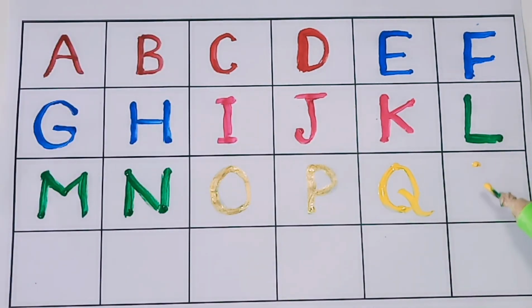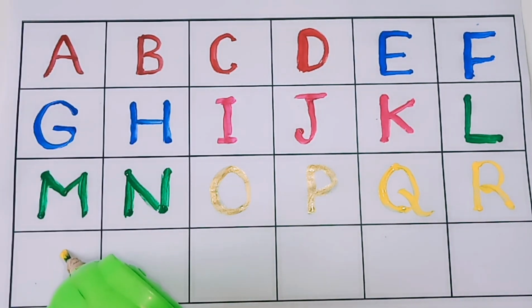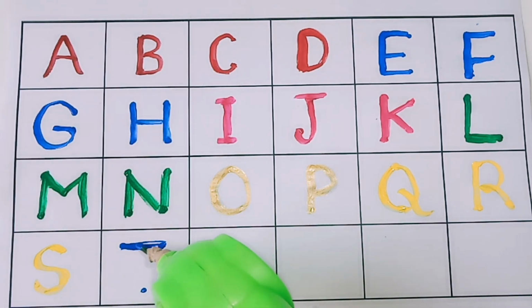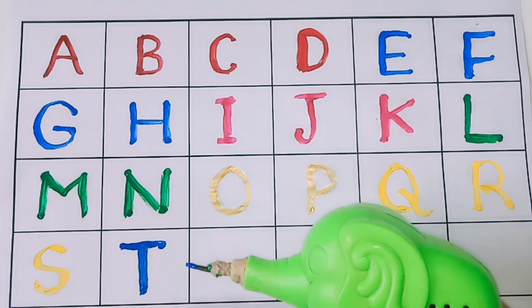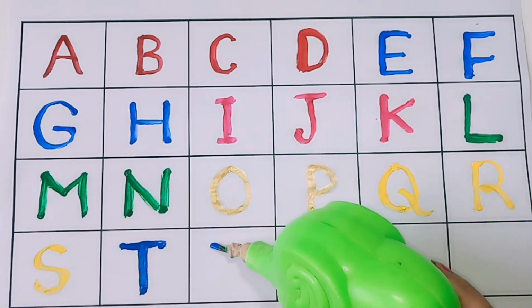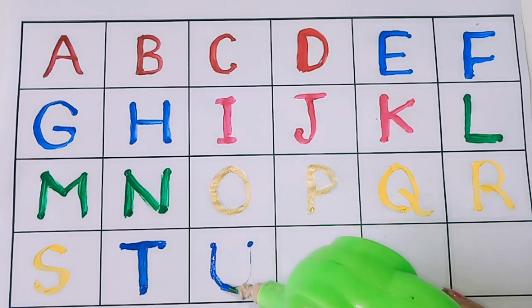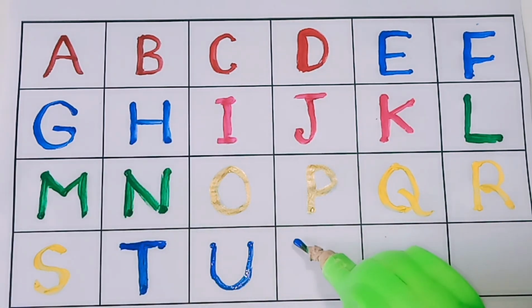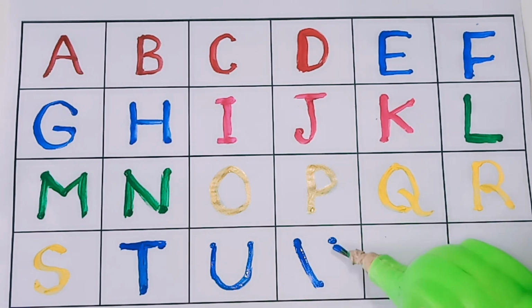Q for queen. R for rose. S for ship. T for tap. U for uniform.